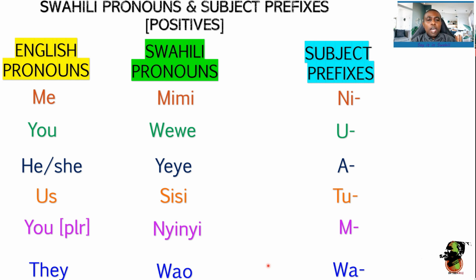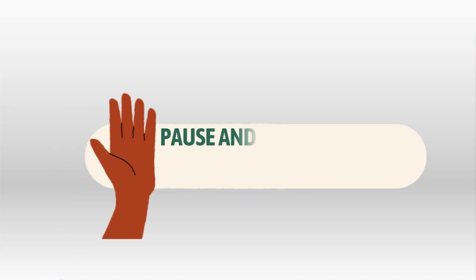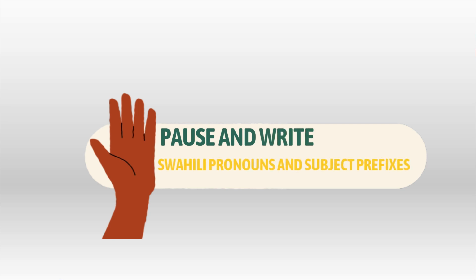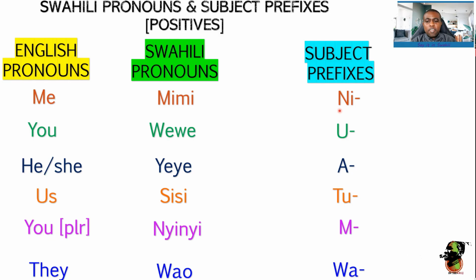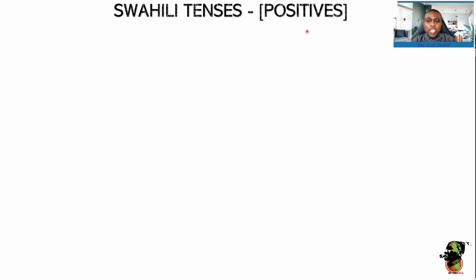So those are our subject prefixes as well as our pronouns across all the different people that we can have, all the pronouns that we have in English. We're going to be using this in our sentences. And as we continue, you're going to notice something very important: all the subject prefixes that I've given here have a hyphen, meaning that they start the sentence. Subject prefix hyphen, subject prefix hyphen. They start the sentence. In our next part, we are going to look at Swahili tenses.